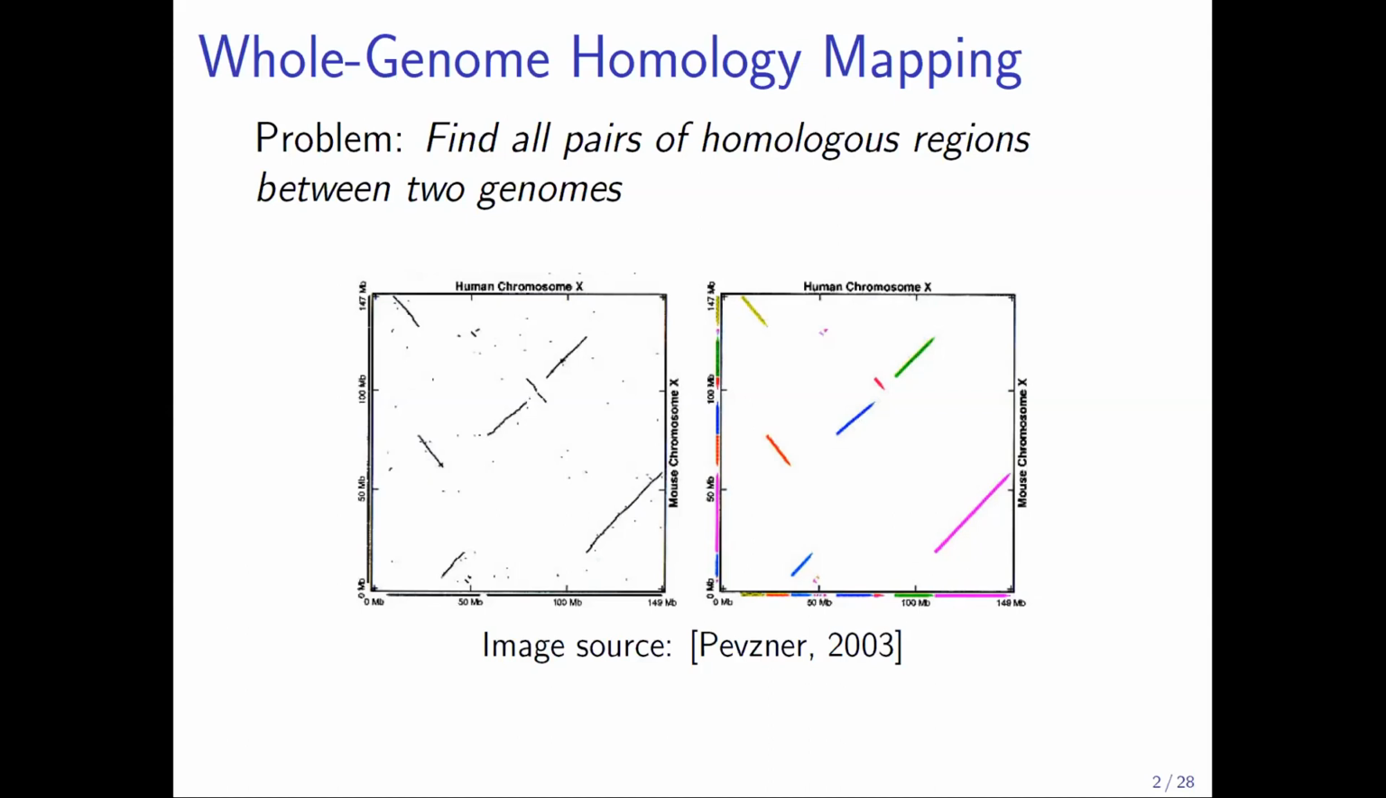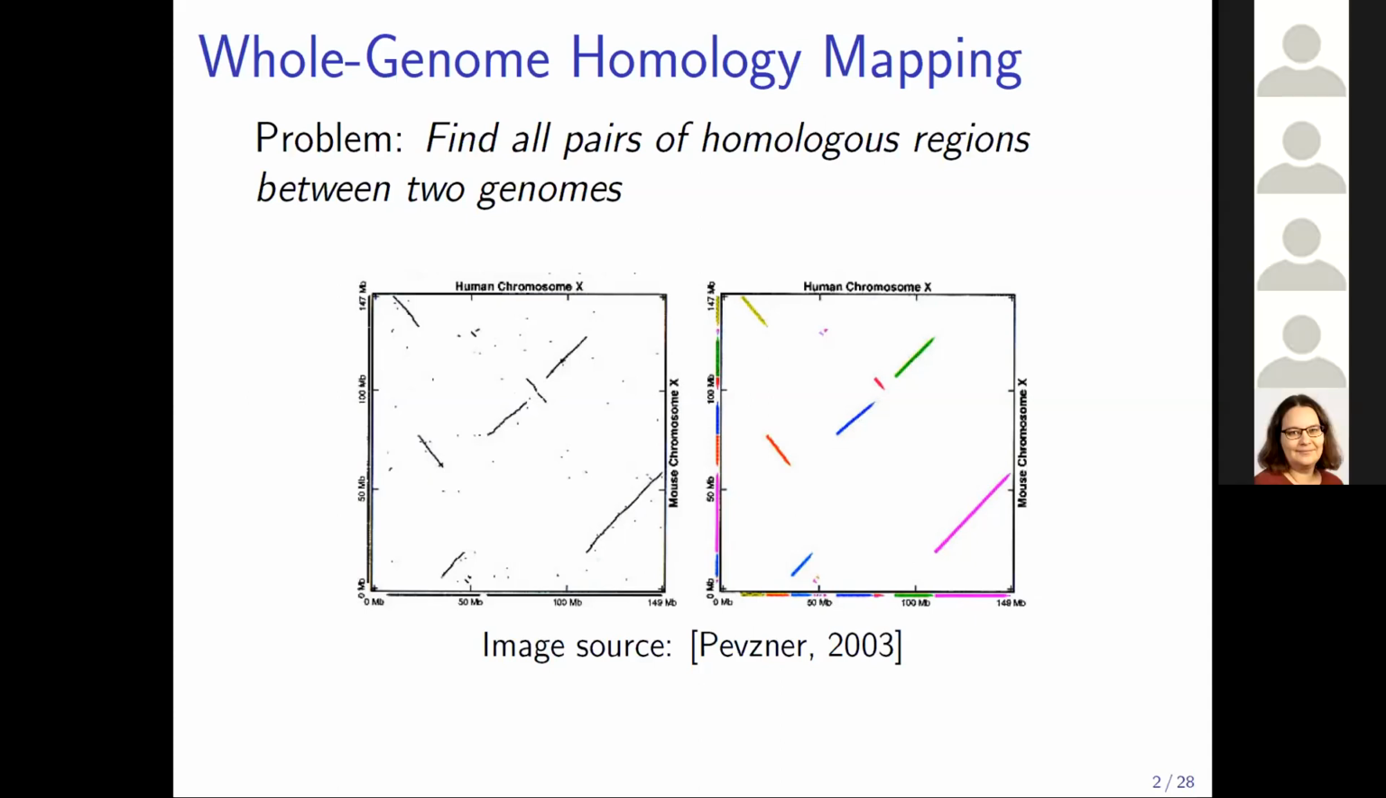In this picture, we usually have two sequences with coordinates on each axis, and we have a dot on the plot when we have a match. And we usually see long diagonals that indicate longer homologous regions. So here we see such diagonals, and those diagonals are highlighted on the plot to the right.